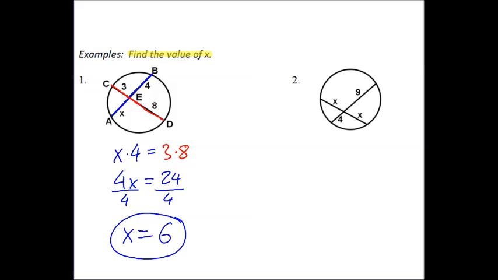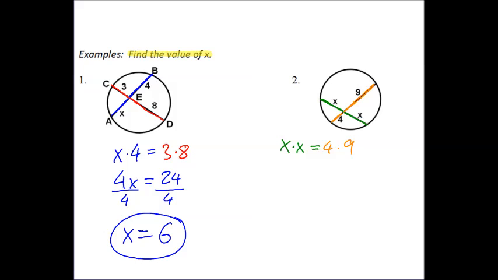Let's go to example 2. Here, the chords are not named with letters, but that shouldn't bother us too much. We got a segment x and another segment x, so x times x. Be careful not to write 2x because we're not adding these. For this type of exercise, we're multiplying the lengths of the two chords. x times x is equal to 4 times 9.